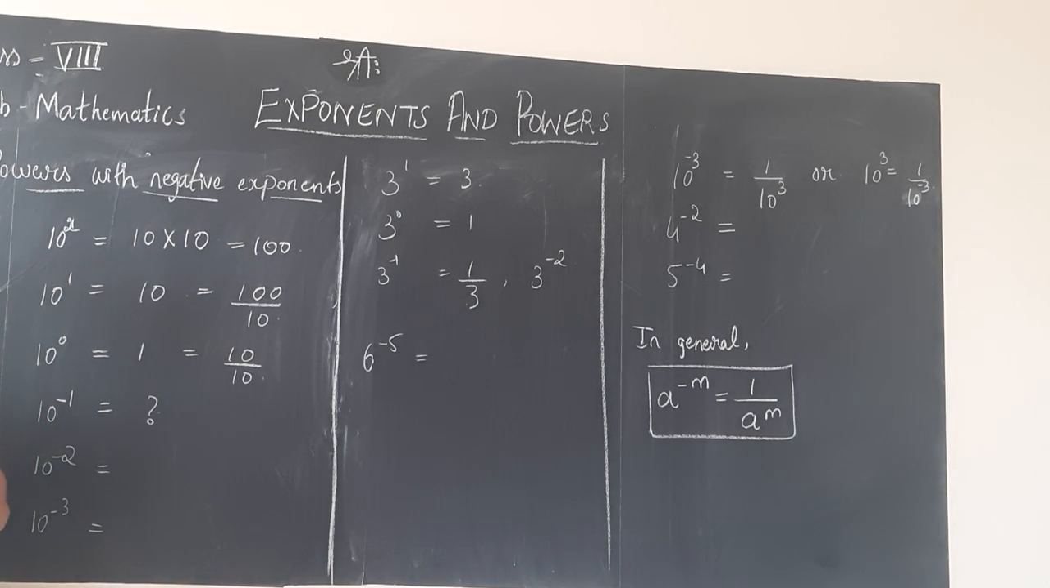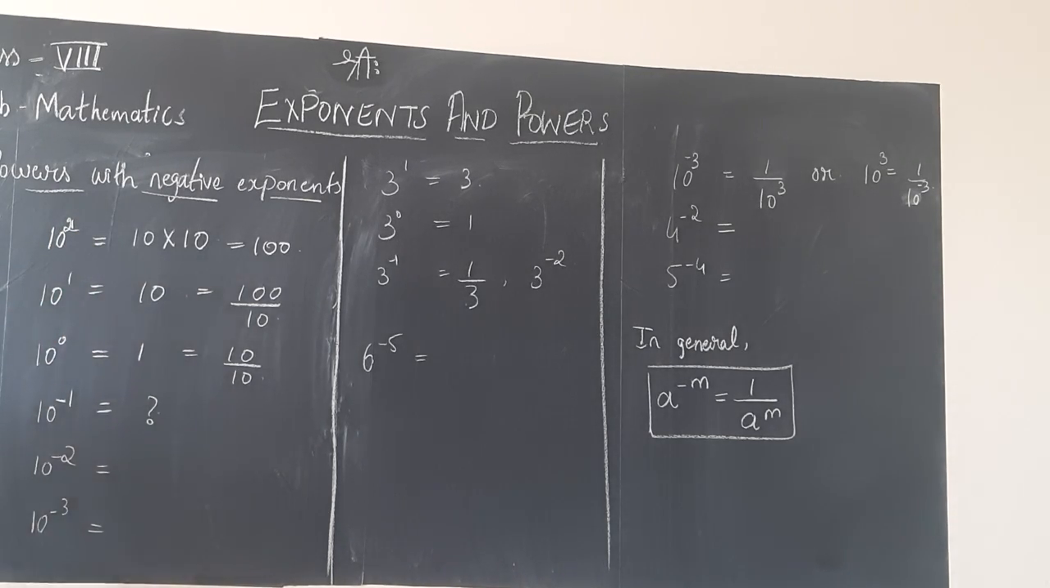If 10 square means, what do you write? It is nothing but 10 into 10, which is equal to 100, isn't it? 10 square is 10 into 10, which is equal to 100 you will write. Next, if I decrease the power by 1, 10 to the power 2 will become 10 to the power 1. What is 10 to the power 1?